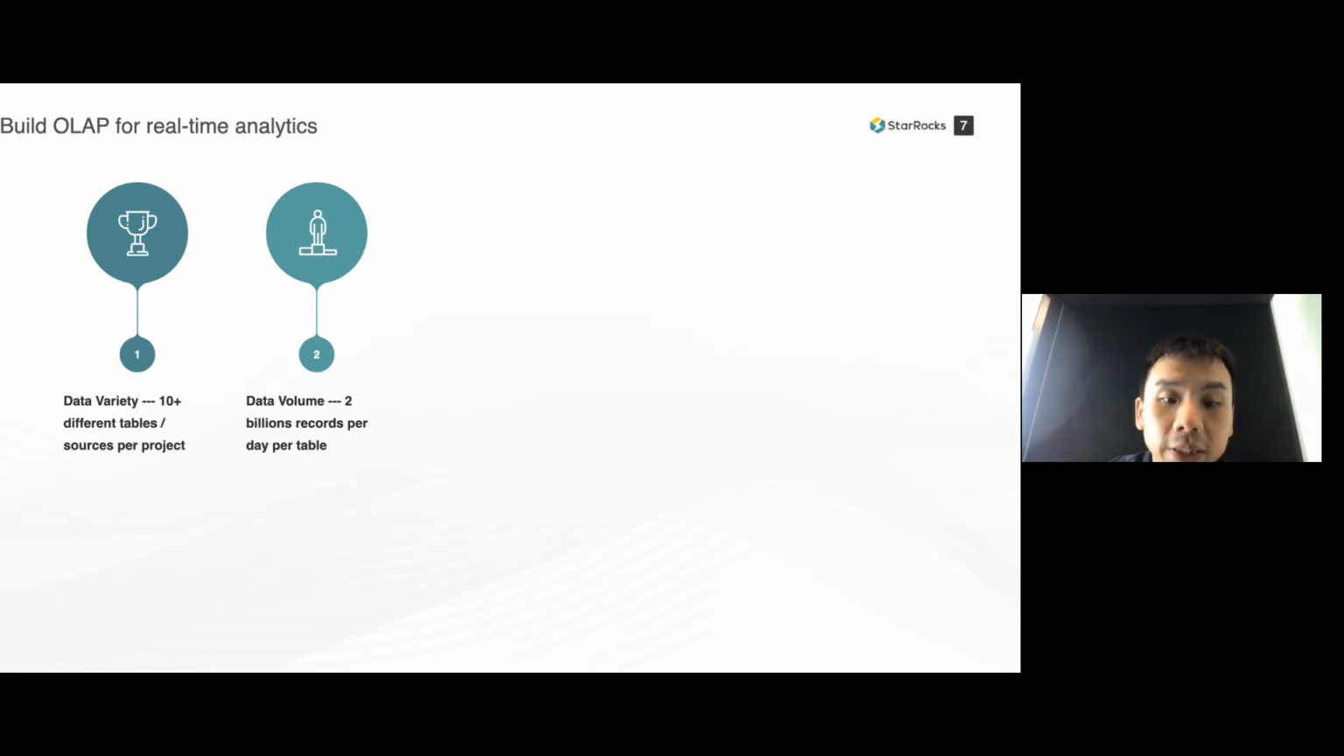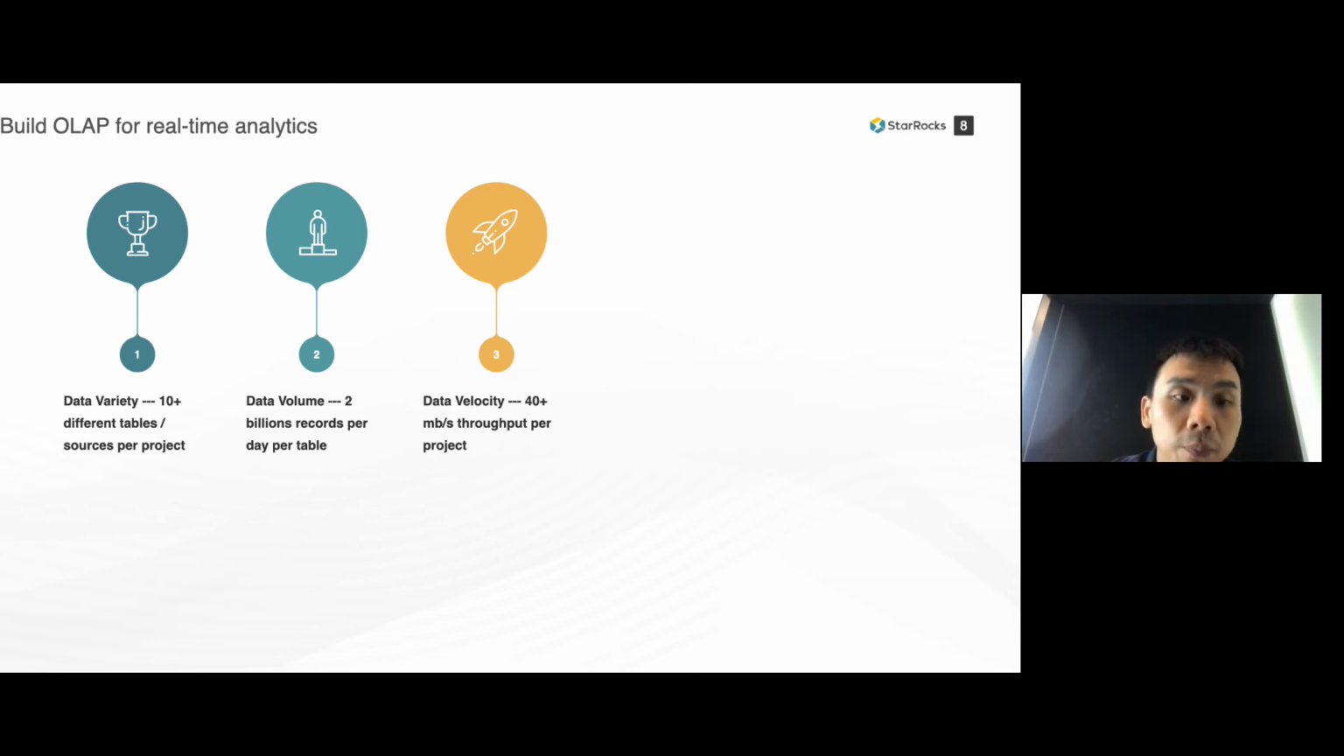Secondly, the game data is huge. Almost every single behavior in a game will be recorded. We are facing 2 billion records for a table daily. Thirdly, according to the monitor, usually one table has around 40 megabytes throughput per table from the source ingested into the database.